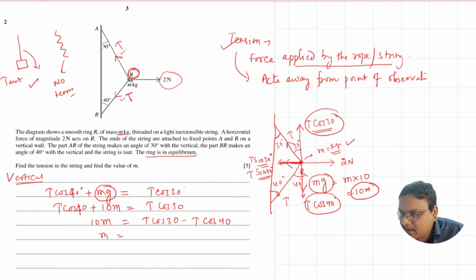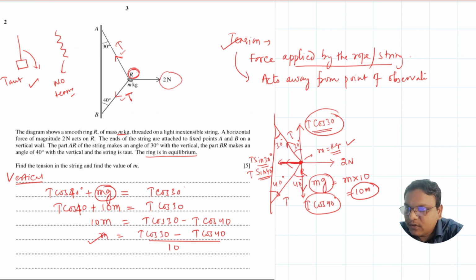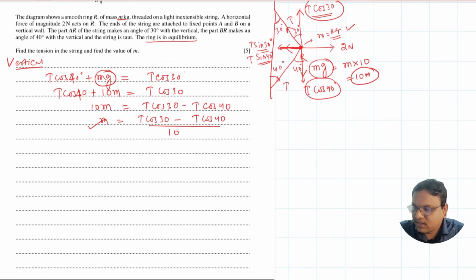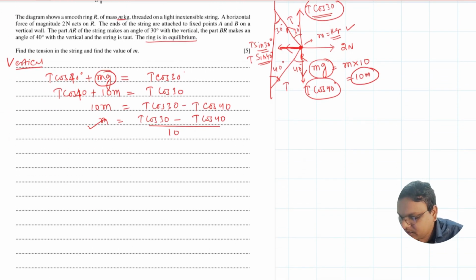And finally m I am getting, that is T cos 30 minus T cos 40 over 10. So we got one equation of m like this. Got it? Now we'll try to find out the horizontal component as well. So how to find the horizontal component? Let's check. So horizontal component will be like this.